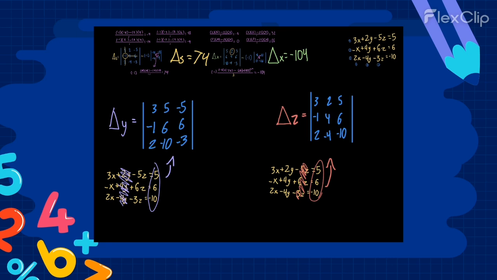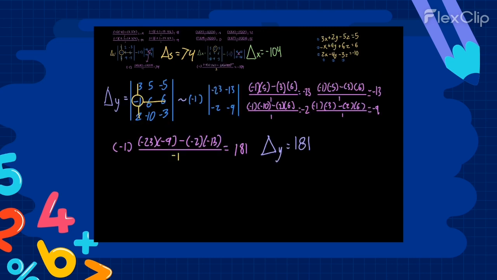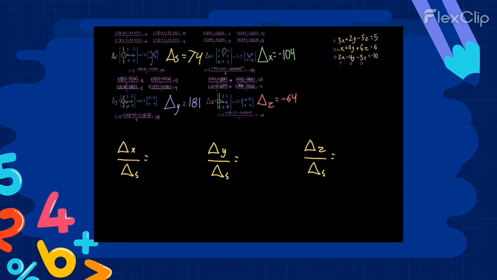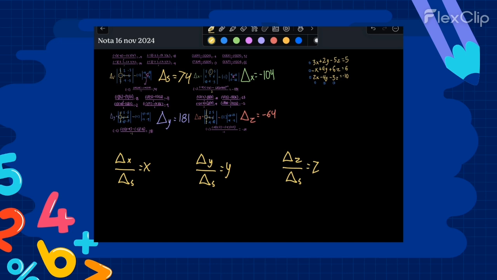We repeat the same with the rest of the variables, y and z, but also with the correct order. For the x variable first, the y column variables are going to be crossed out, and in that column, we're going to put the independent variable column, and last, the z column. And for the z variable, the determinant is going to be first the x column, then the y column, and in the z column, we're going to cross out, and instead of putting the z column, we're going to put the independent variable. We solve for each determinant by the Montante method, and our general determinant is going to be 74, our determinant of x is going to be minus 104, our determinant of y is going to be 181, and our determinant of z is going to be minus 64.